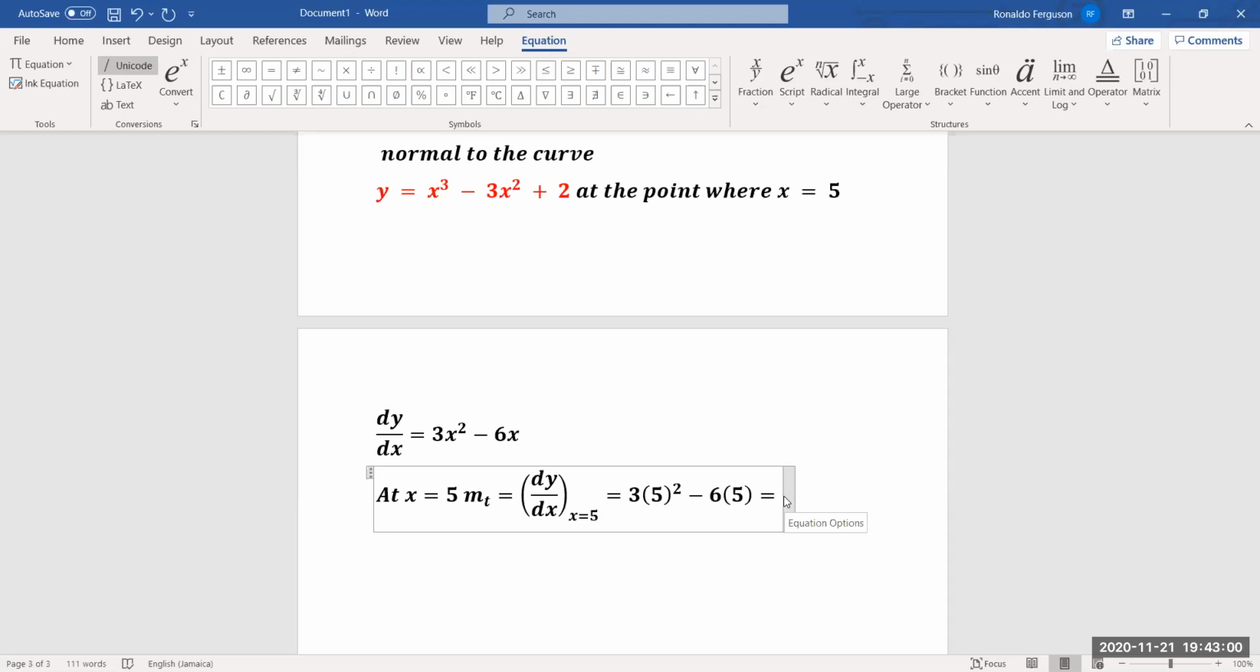225. Where do you get 225? 225. You're getting 325? 225. 5 squared?